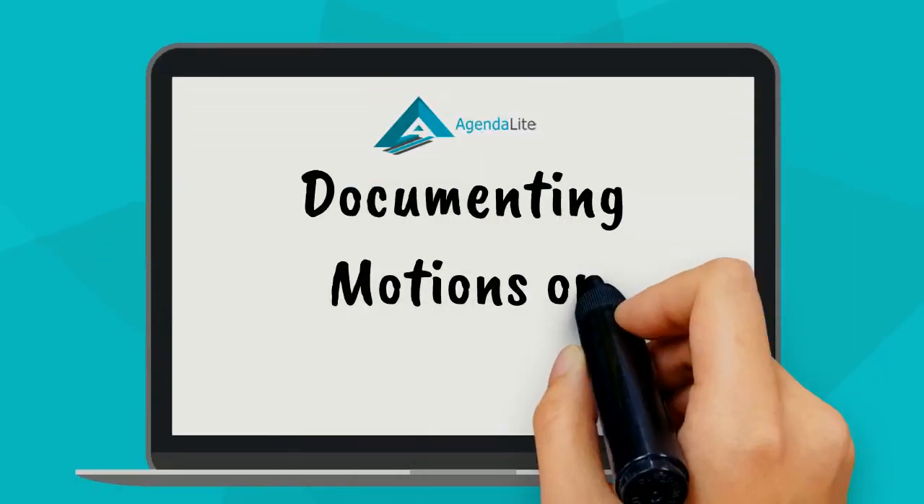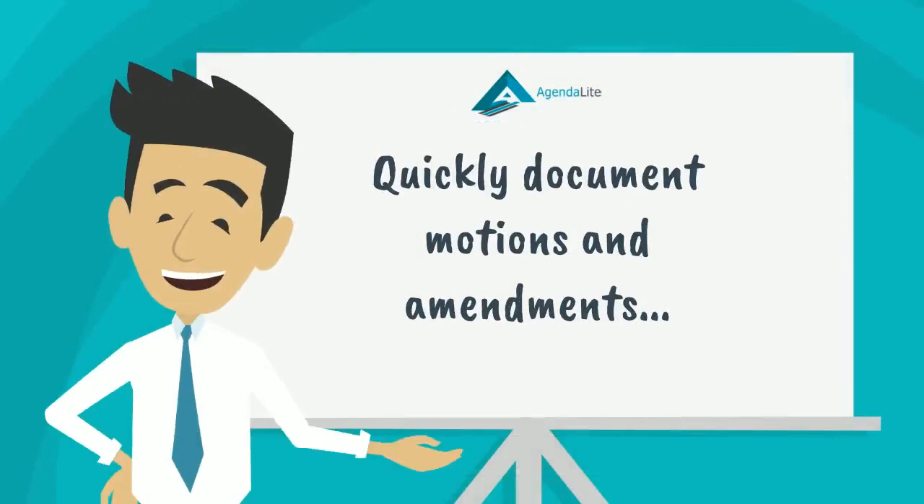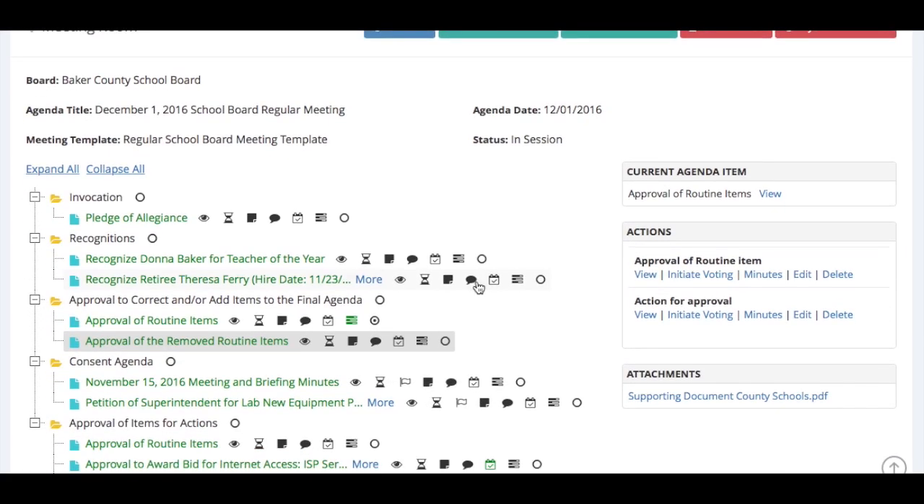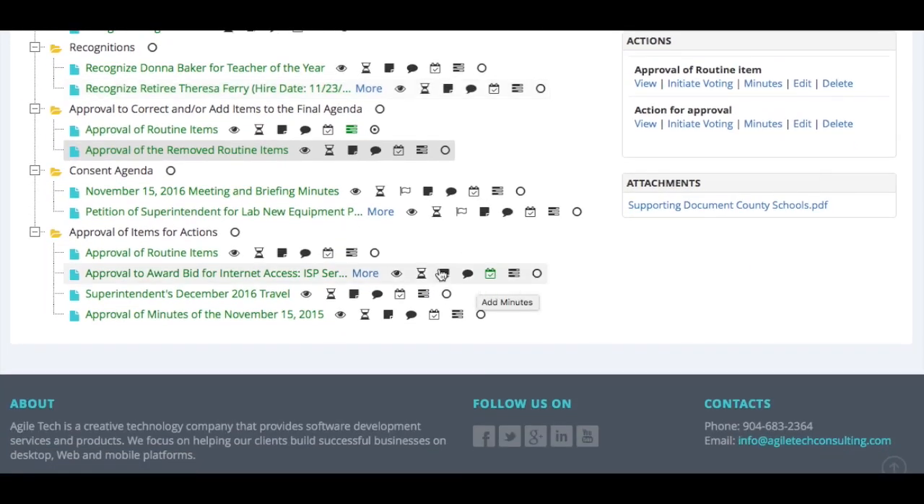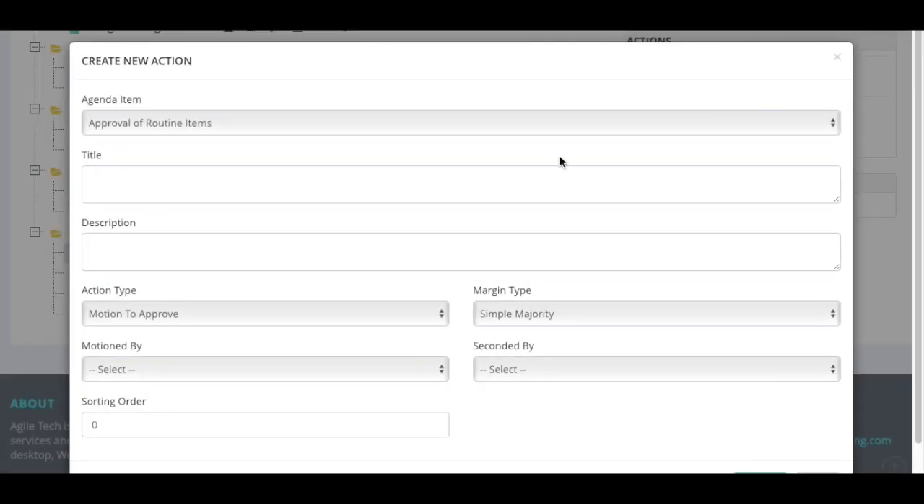As a meeting progresses, you can use AgendaLite to quickly document motions and amendments relating to agenda items. To document motions or recommendations, select the agenda item for which a motion has been made and click the Actions Motion button. To create a new action, click the Add New Action button. From the Action Type drop-down list, select the type of action you want to document.